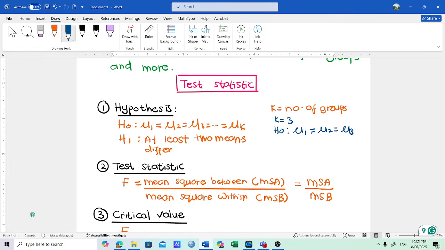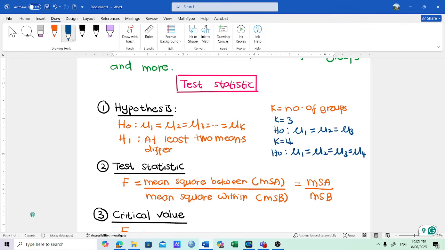Let's say that k is equal to 4. Then, the null hypothesis is mu1 equals mu2 equals mu3 equals mu4. Then, the alternative hypothesis can be written such that at least two means differ.